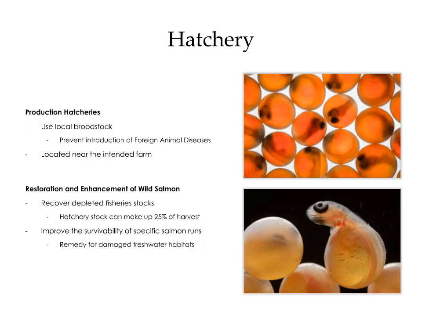Production hatcheries tend to be located near the intended farm and use local broodstock to prevent the introduction of foreign animal diseases. The purpose of the wild salmon hatchery is to recover depleted fish stocks, wherein hatchery-reared salmon can make up 25% of the harvest. Wild salmon hatcheries are also intended to improve the survivability of specific salmon runs. This is a remedy for damaged freshwater habitats.